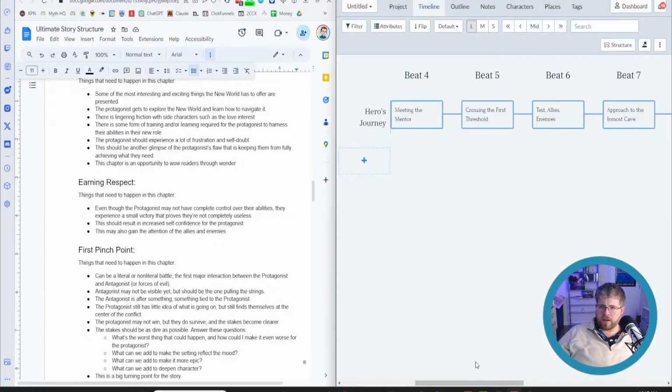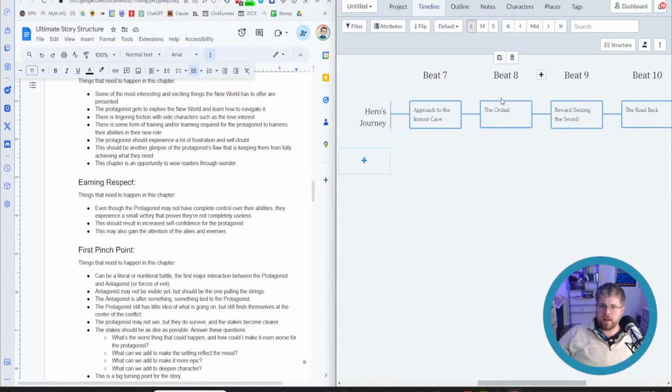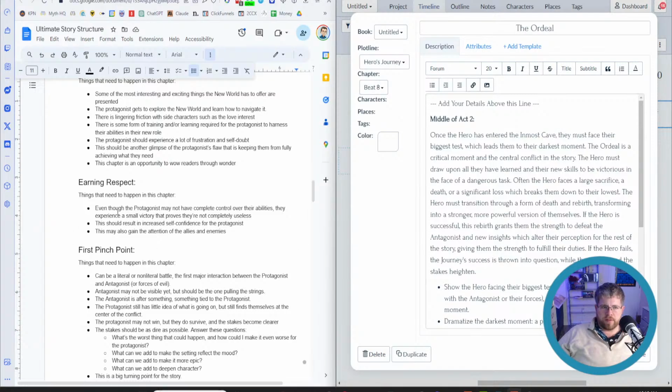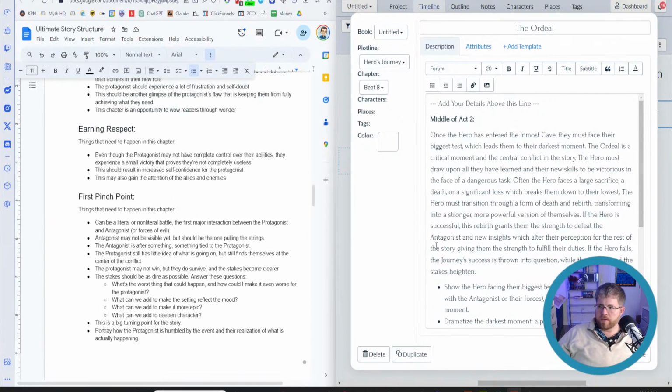Well, let me move on. We might need to come back to that one. The Ordeal. I think this would probably be considered the first pinch point right here, if I'm correct.